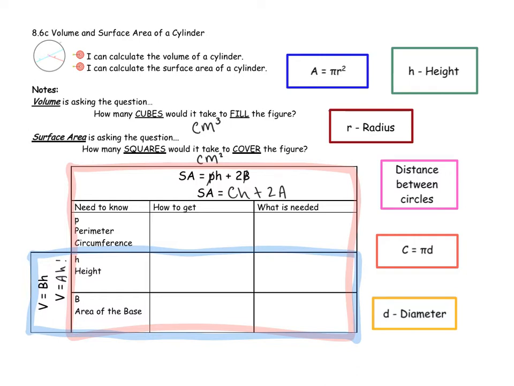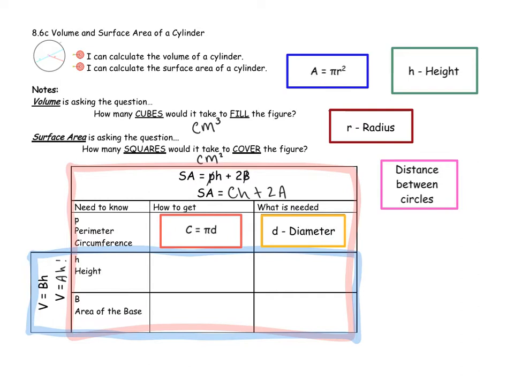So let's take a look here. The first thing is, how do you get the circumference? Well, we use our circumference formula. That's C equals pi times diameter. That means that what is needed is the diameter itself. Those are the only two things that you do not need in the volume. Okay. The next thing that you need for both of them is the height.